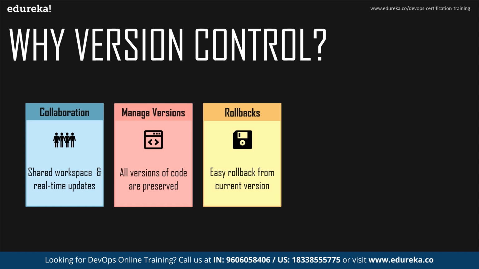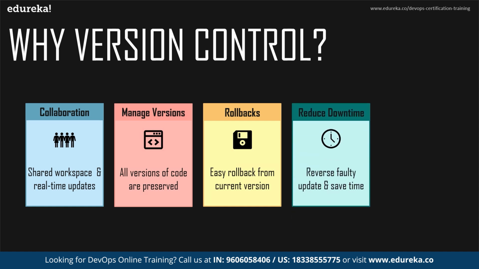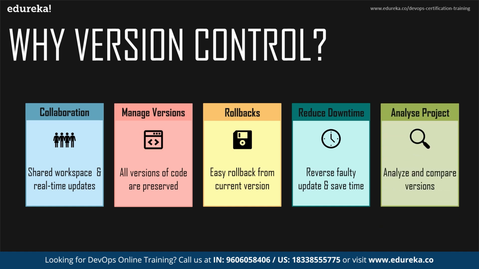Suppose a part of your project has been headed in the wrong direction, you can easily roll back from the current version to the last version which was stable. Now, because you can reverse faulty updates, you can save time and hence it reduces downtime of your project development. And finally, it improves visibility. You can analyze and compare different versions, and that gives you like a 50-foot top view of your entire project, which just accelerates your product delivery.